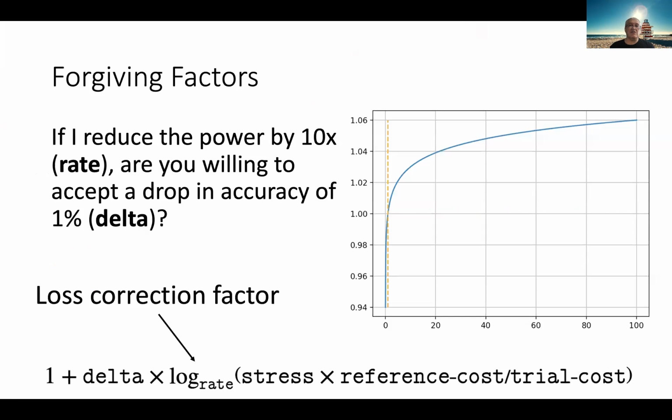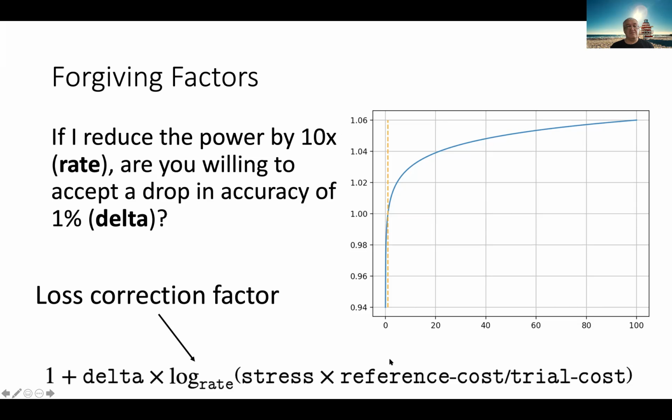Then if you change that question a little bit, the answers become much better. For example, if I ask the following question, if I reduce the power by 10x, are you willing to accept a drop in accuracy of 1%? It turns out that once you change the question to this, ML engineers start thinking about trade-offs for you. And with that, they can start saying, oh, if you lower the power requirements by 10x, and I just drop 1% in accuracy, I accept that. And then we capture exactly that sentence with this equation here.